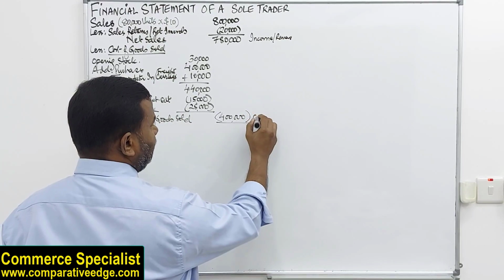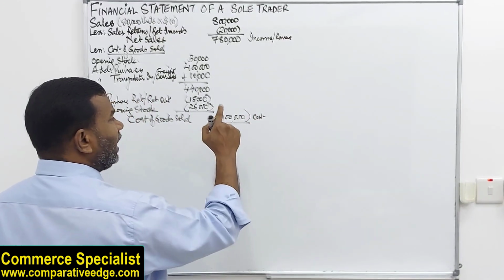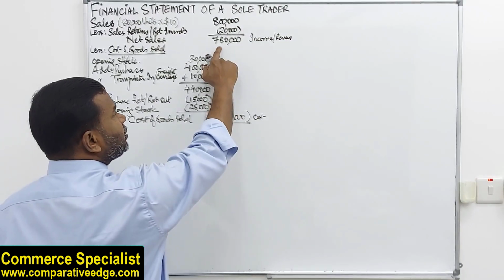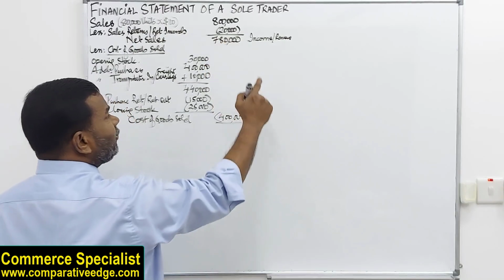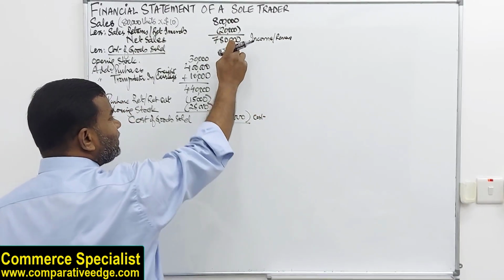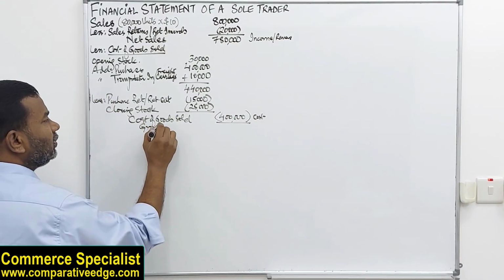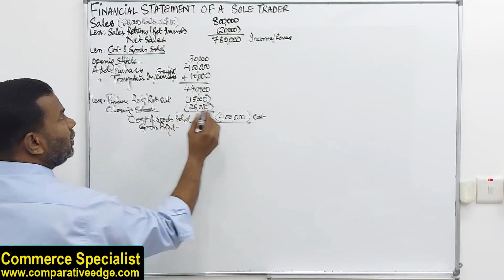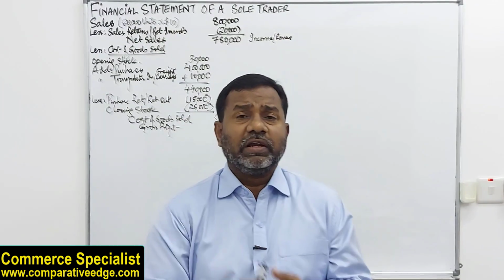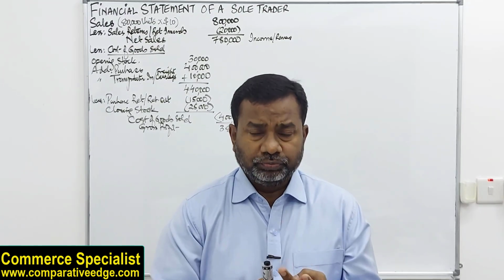This is, let's say, your cost, which means the calculators which cost you 400,000, you sold them to customers for 780,000. So the difference between cost and income, or in other words, the sales and your cost of goods sold, is known as gross profit. So this is 380,000.